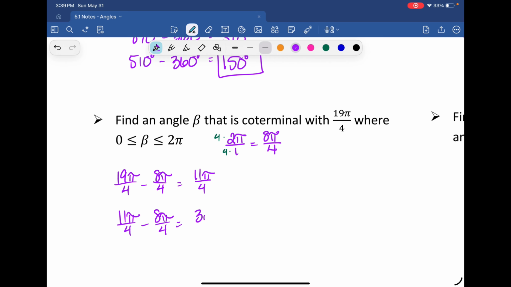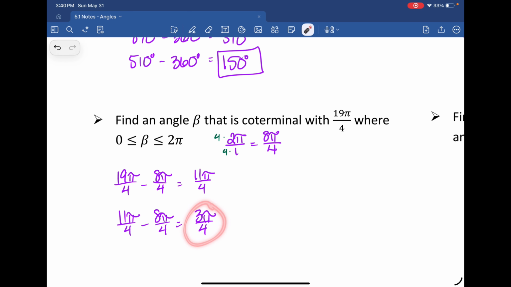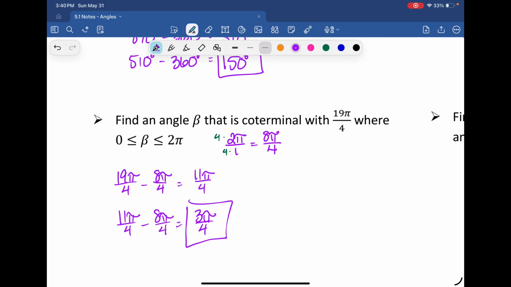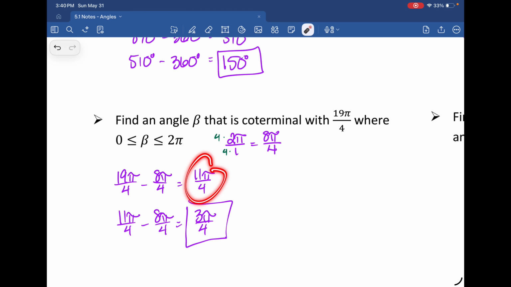Now I have 3 pi over 4. Okay, well, 3 pi over 4 is greater than 0, but it is less than 8 pi over 4. So I've got my coterminal angle that it's asking for. 11 pi over 4 is a coterminal angle. It just doesn't meet these qualifications. It's not between 0 and 2 pi. So that's the big thing with your coterminals, is make sure you're reading the directions.